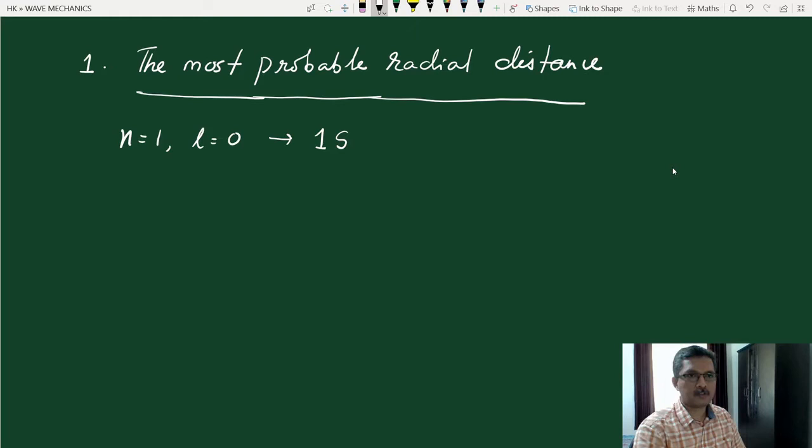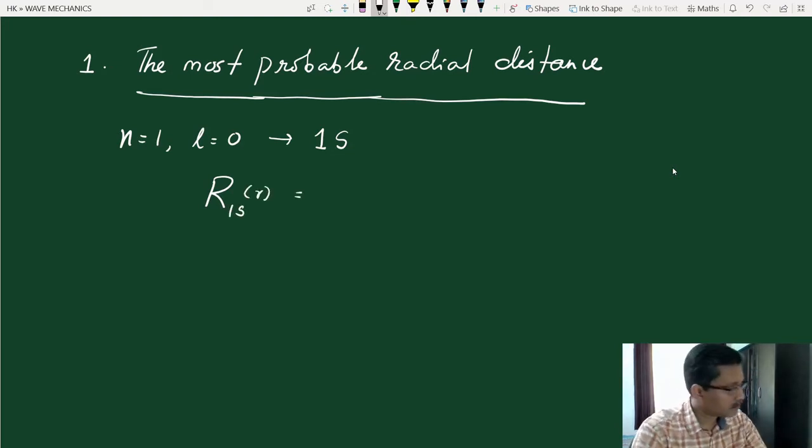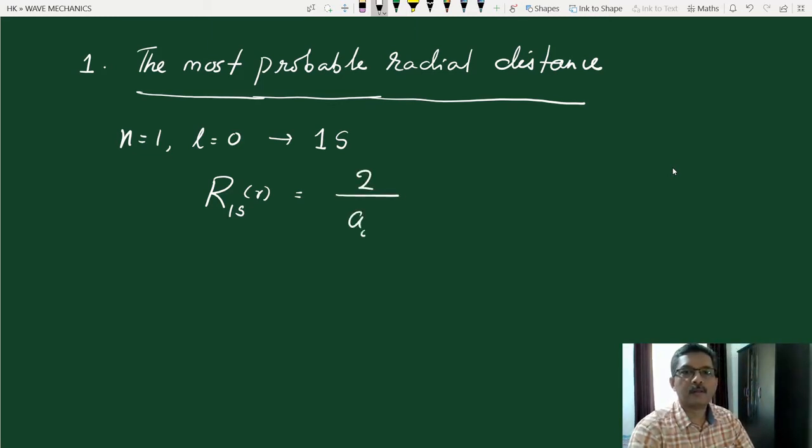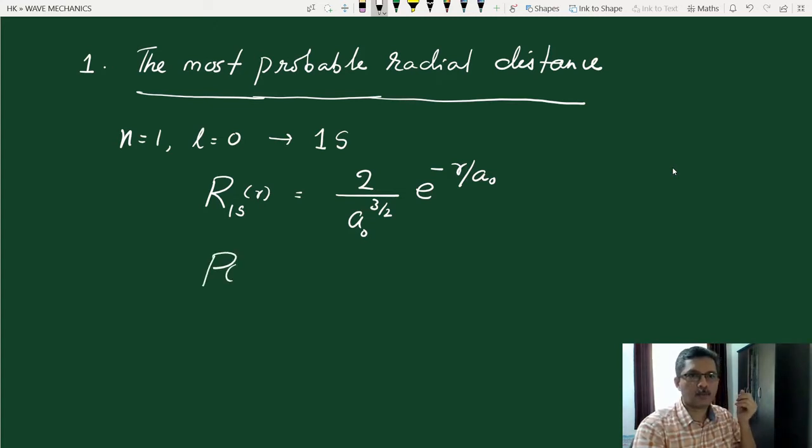For that we should know what is the radial wave function for the 1s state. The expression for the radial wave function is (2 by a0) raised to 3 by 2, where a0 is the Bohr radius, times exponential of minus r by a0. a0 is the Bohr radius as in the Bohr model, and r is the radial distance from the nucleus. So if you know this radial wave function, then what is the radial probability?